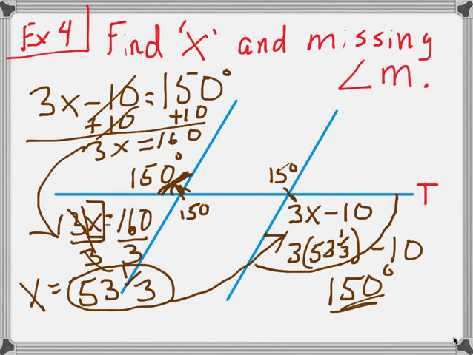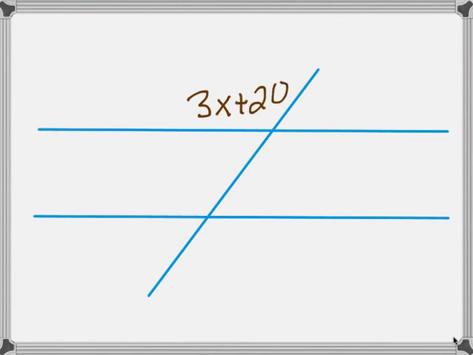Last example, just to give you one last scenario that I know you're going to have on the DMP. Let's go with 3x plus 20, and this angle be x minus 10. Well, I want to find x and the missing angles.